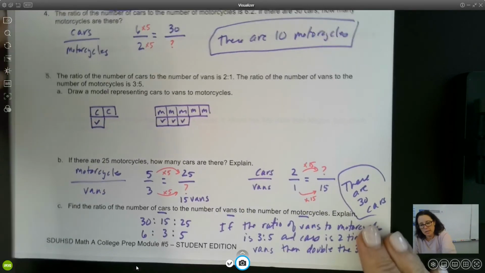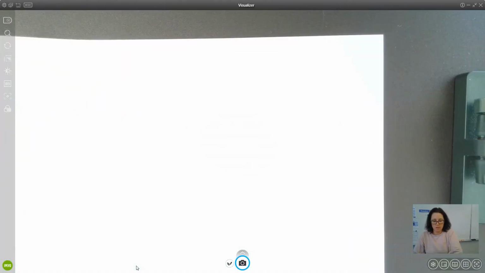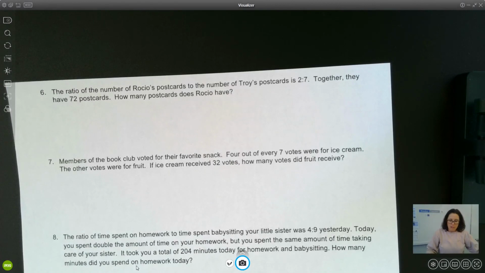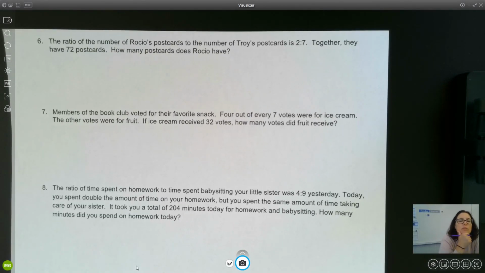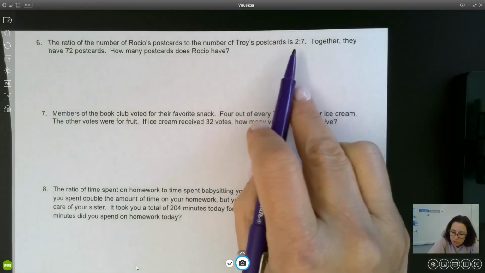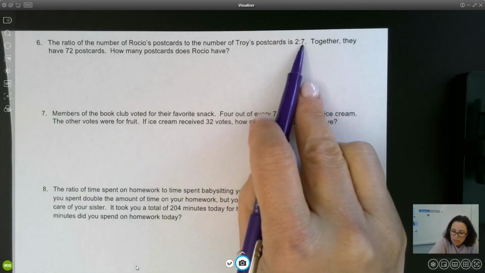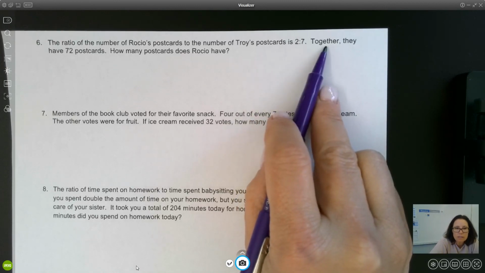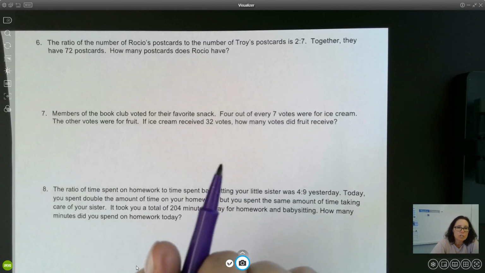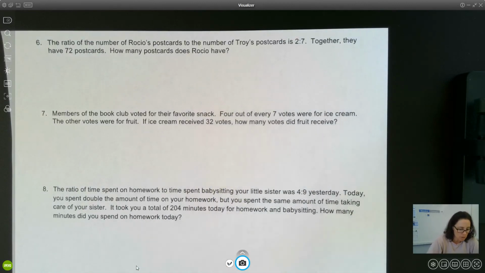All right, next page, guys. The ratio of the number of Rocio's postcards to the number of Troy's postcards is 2 to 7. Together, okay, if this is Rocio and this is Troy, together they're 9. Keyword together. Together they have 72. How many postcards does Rocio have?